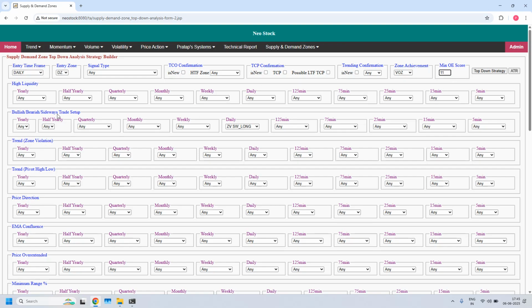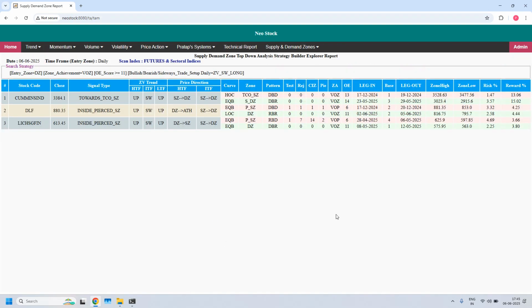I am not filtering PR demand zone because it is daily time frame. If anybody wants to use PR zone strategies, those reports will be useful to you. Others can ignore the PR zones. Okay, I am generating this report. We got 3 stocks supporting sideways long trade setup for entry time frame daily.